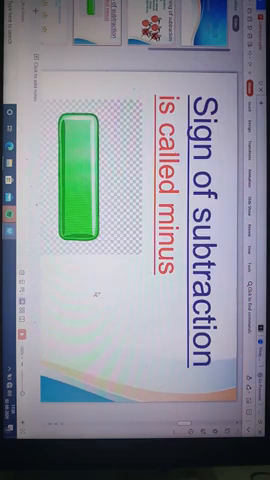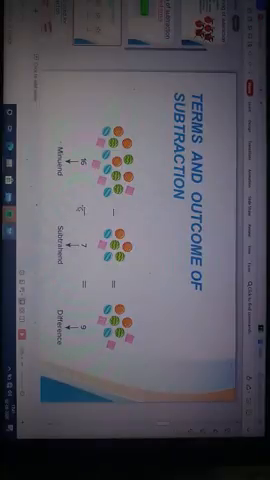Now, do you know, students, which sign or symbol is used for subtraction? Yes, you know it very well. The sign of subtraction is minus, and we write it like this. Clear, beta?